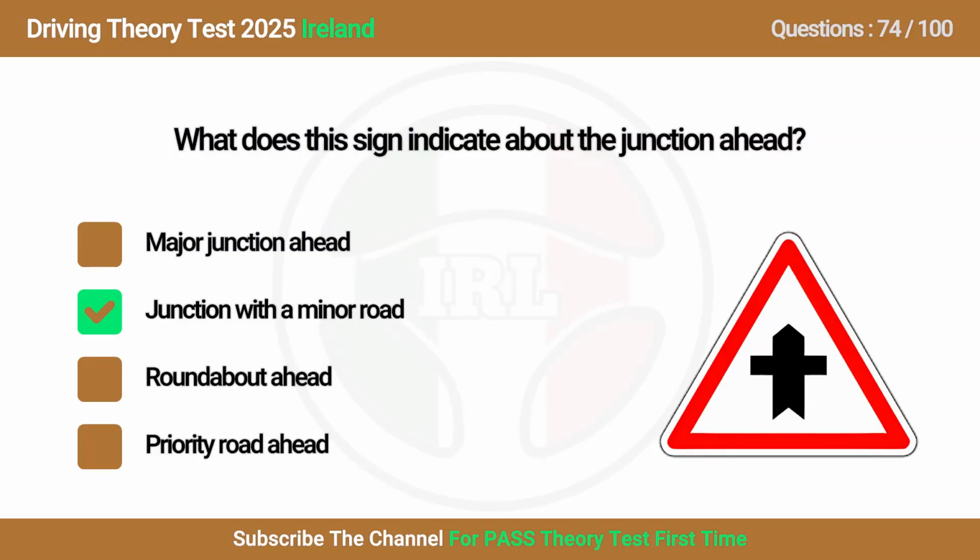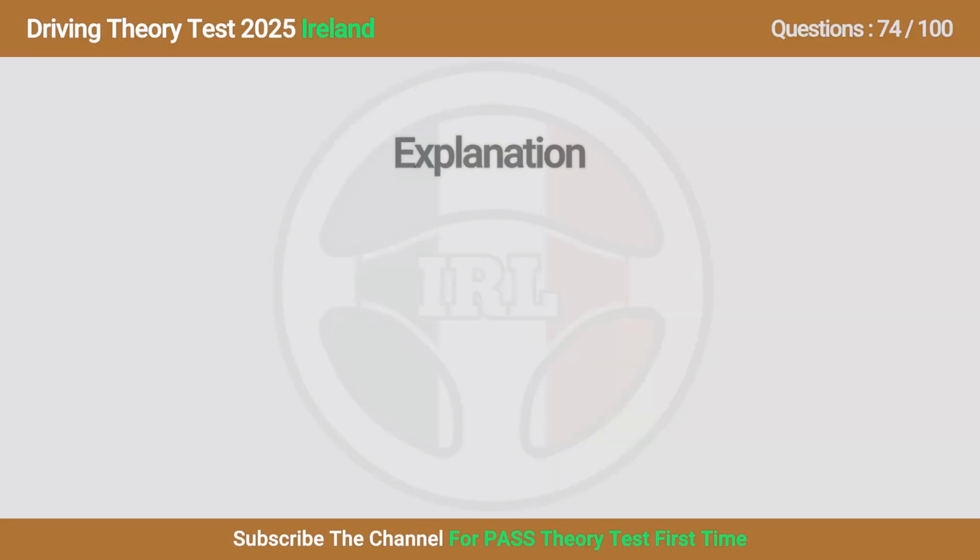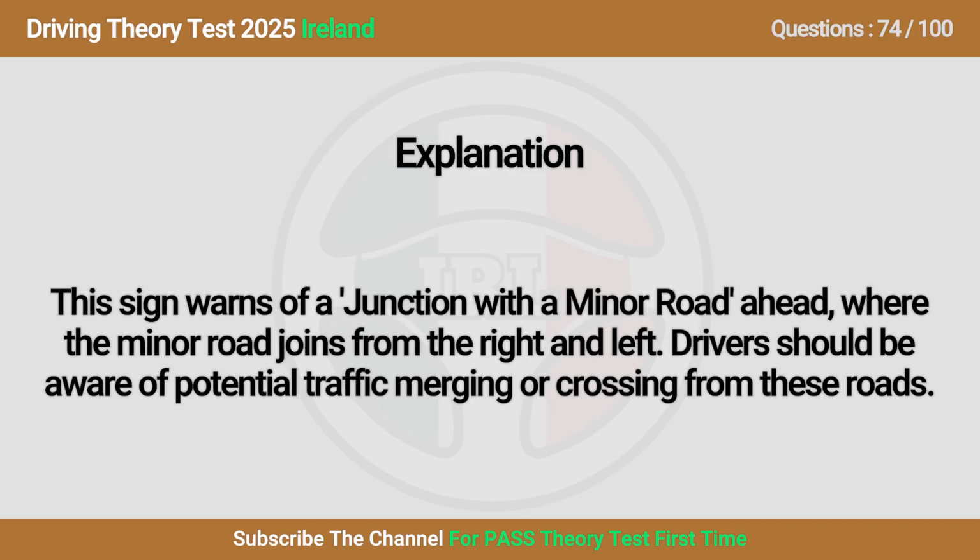Answer is B. Junction with a minor road. This sign warns of a junction with a minor road ahead, where the minor road joins from the right and left. Drivers should be aware of potential traffic merging or crossing from these roads.